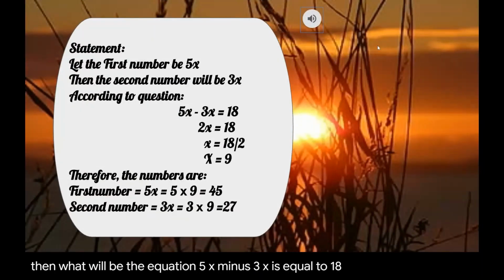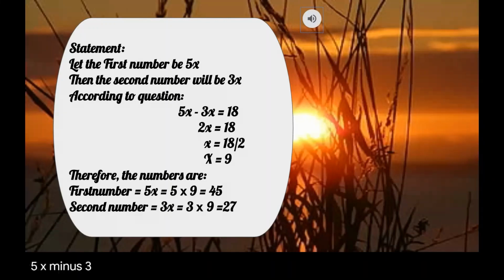Here you can see the statement. According to the question, 5x minus 3x is equal to 18. That equation we already got, isn't it? Then what is the difference? 5x minus 3x is equal to 2x. So next step is 2x is equal to 18. Now here 2 is multiplying with x, isn't it? So 2 will move to the right side. So x is equal to 18 divided by 2. So the value of x is 9.